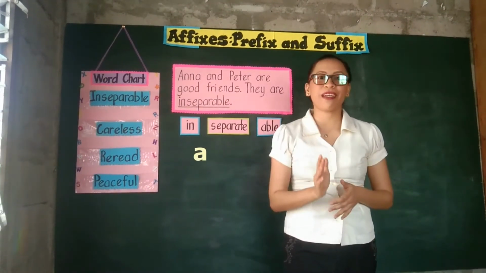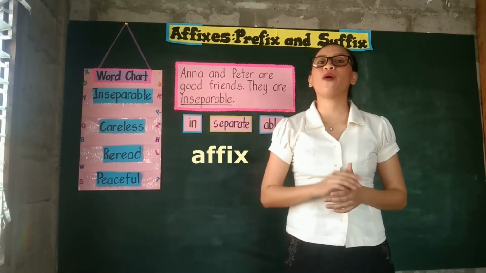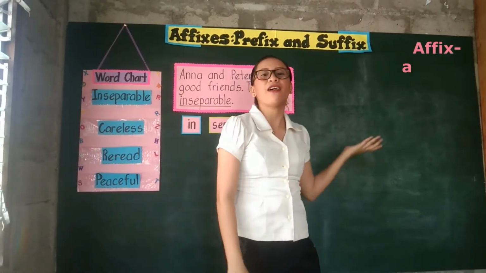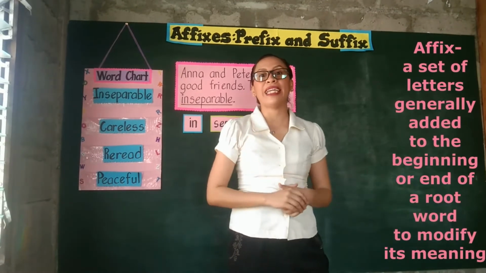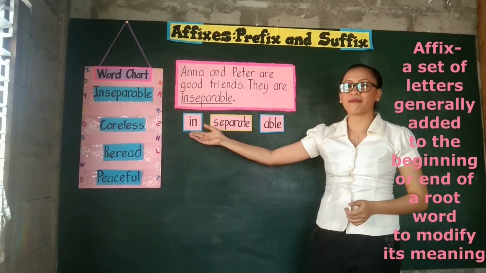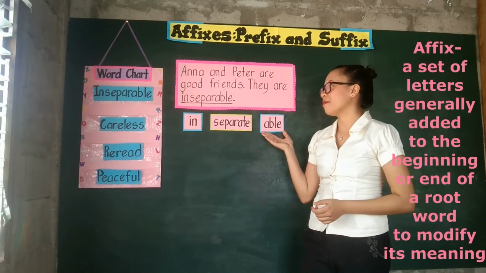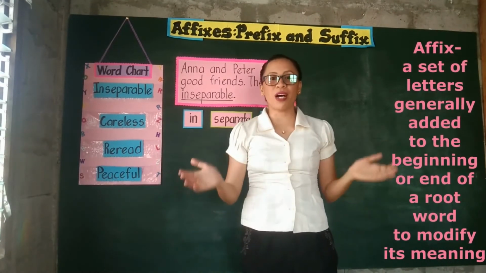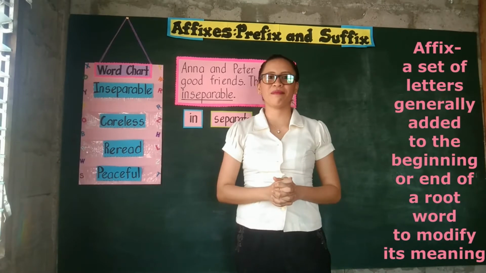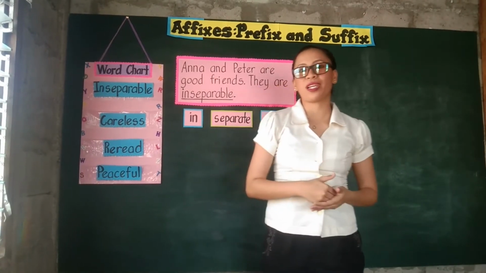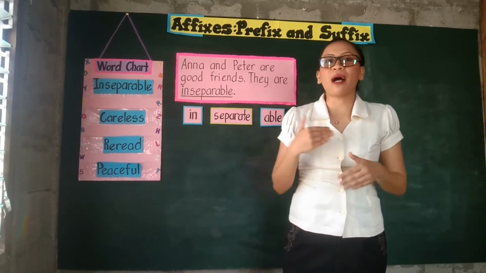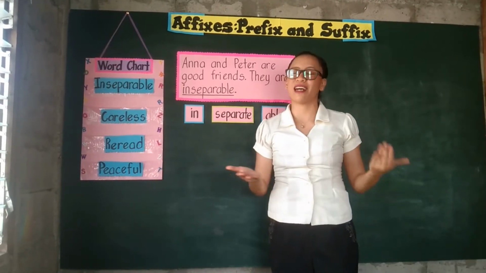Prefixes and suffixes in general are called affixes. An affix is a set of letters generally added at the beginning or end or both on a root word to modify the meaning of the word. Many English words are formed by taking basic words and adding combinations of prefixes and suffixes to them.